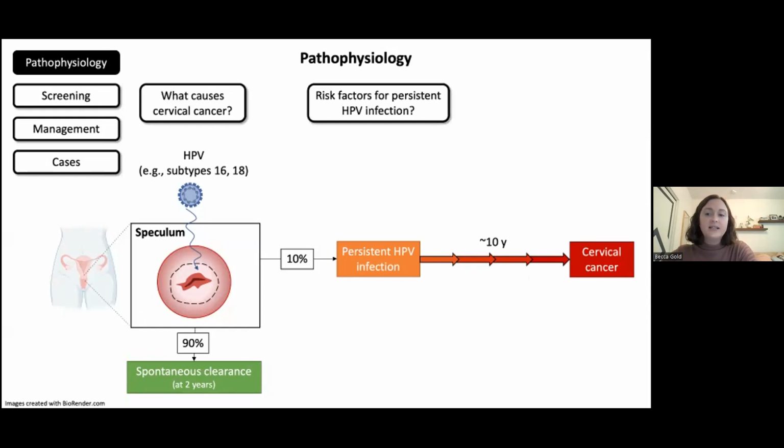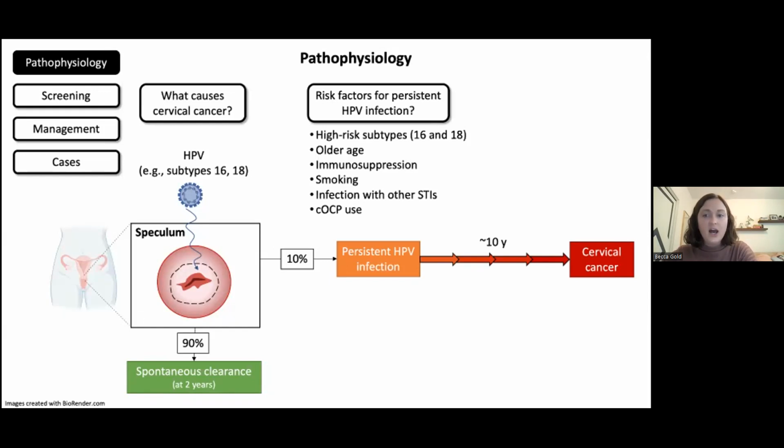Factors that increase the risk of persistent HPV infection include infections with those oncogenic subtypes of HPV, such as 16 or 18, older age, immunosuppression, which we'll dive into a bit more later, such as having HIV or being on certain medications, smoking. It's believed that the breakdown products in cigarette smoke actually concentrate in the cervical mucus and impair immunity. And then lastly, infection with other STIs or using birth control pills. Although I'll say this last one, it's unclear if it's correlation or causation.